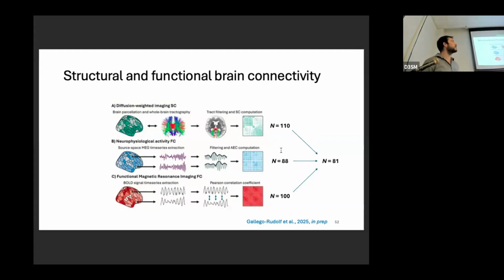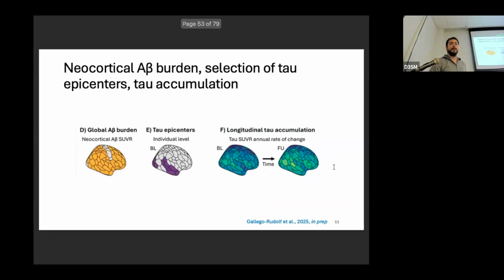So this is the number of participants who have this data available, and the final sample size that I used in this project was 81 participants who were the ones who had all 3 imaging modalities available for deriving connectivity estimates. In terms of the proteinopathy burden, we quantified global amyloid deposition by taking a weighted average across all of these regions, because we know amyloid accumulates more diffusely across the brain as compared with tau. And for defining tau epicenters, we did that at the individual level. I'm going to explain this approach in more detail in the next slide. But importantly, keep in mind that we define the epicenters at the level of each individual.